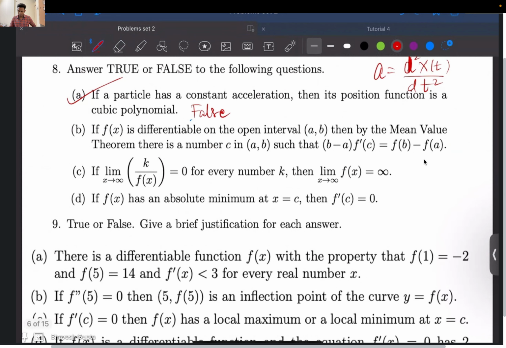The next part of the question tells you that if there is a function and it is differentiable in an open interval, then by the mean value theorem there is a number c such that you can have this. So this is just basically a definition. You can see that this turns out to be the definition of the mean value theorem.